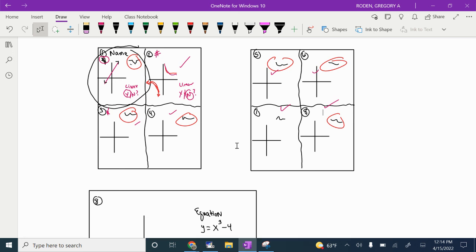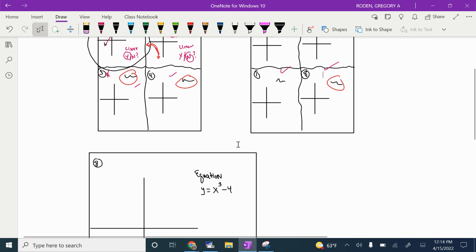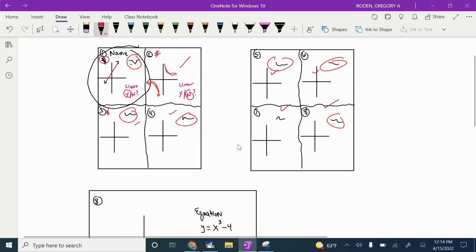Okay, so I'm paused right now. If you've unpaused me, you have all of your graphs filled in. You have sketches. You have either a star or a hashtag, depending on if it's linear or nonlinear. And then you're either going to have a Y circled or an N circled.